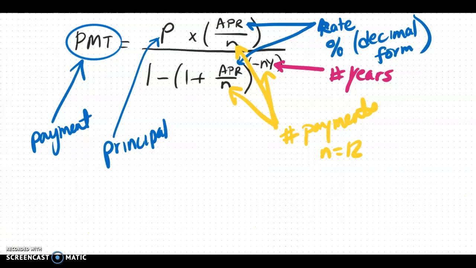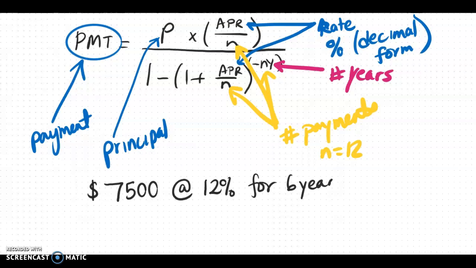All right, now that we broke that down, we're going to look at how to use this formula. If the problem said you have a $7,500 student loan at 12% interest for 6 years, find the monthly payment.